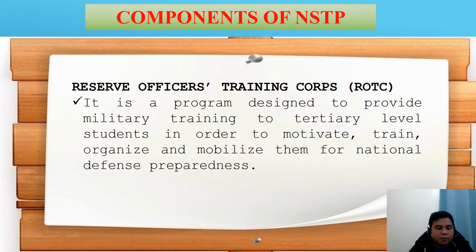First, let's talk about ROTC, or Reserve Officers Training Corps, which aims to provide military education and training for the students to mobilize them for national defense preparedness. It has specific objectives. What are those? One is to include preparations of college students for service in the Armed Forces of the Philippines in the event of an emergency, and two, to become reservists and potential commissioned officers of the AFP.